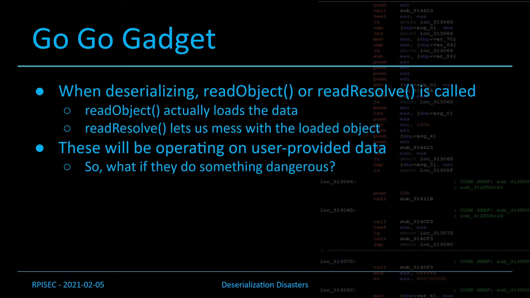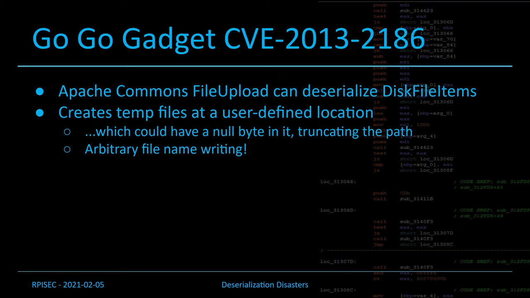We're assuming it's taking stuff that it received and just trying to deserialize it. So what if they do something dangerous? Welcome to CVE-2013-2186. This is the Apache Commons FileUpload library, which makes it very easy to add file upload capabilities to your server. Unfortunately, it also enables arbitrary file uploads.